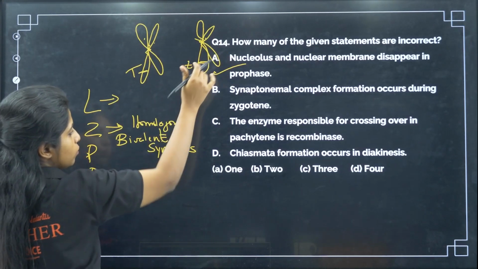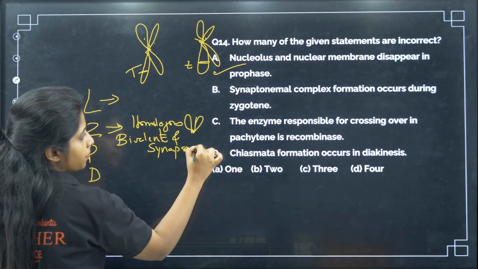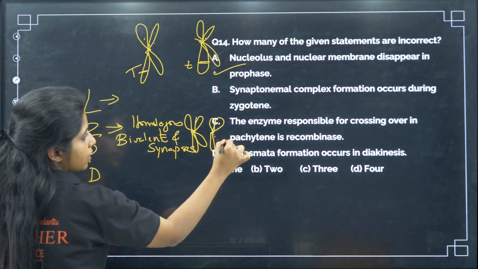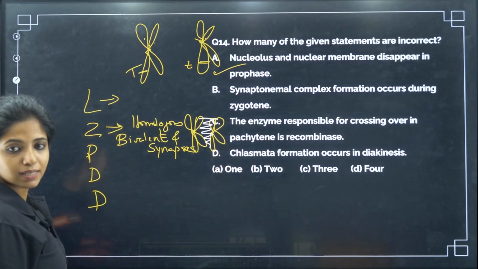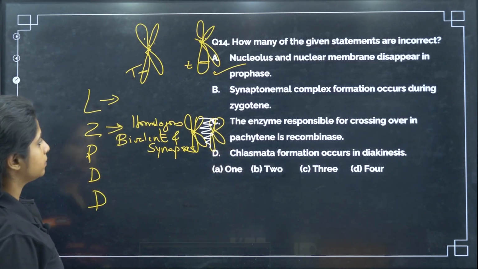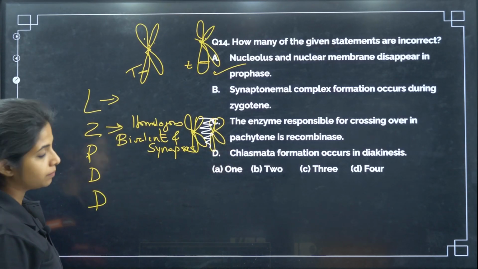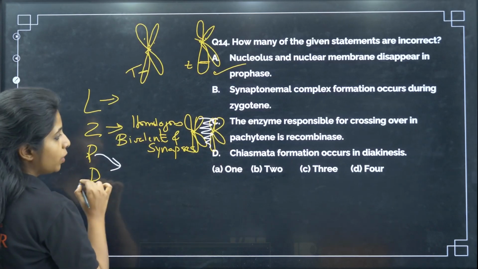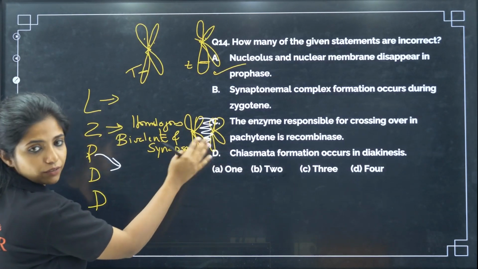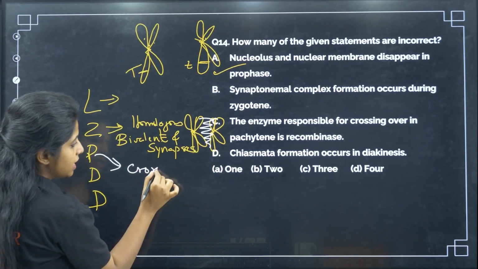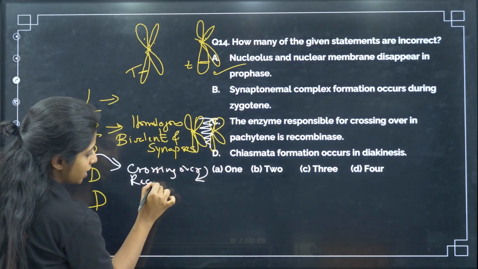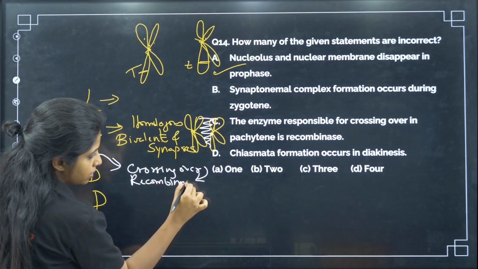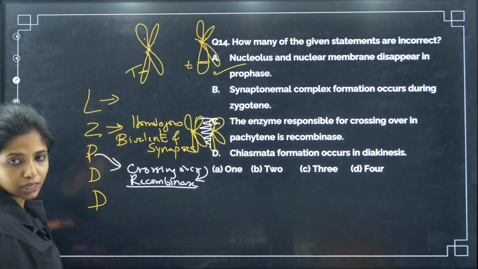So these homologous chromosomes would be coming up together over here. 1, 2. And for joining them, you have the synaptonemal complex in between. So synapsis happens over here in zygotene. Now in pachytene, what happens? There is crossing over, there is exchange of material that is going to happen. So crossing over happens with the help of one very important enzyme that is known as recombinase.